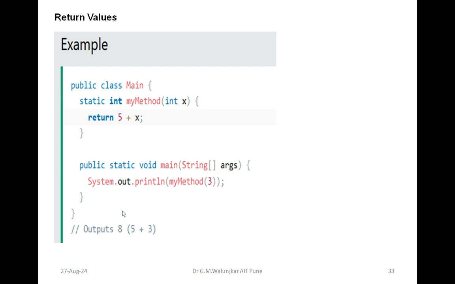Then return values for the method. For example, this is the class Main, and this is the static int myMethod. You are writing the addition of this. When you call this particular myMethod with these parameters, it is going to return 8. That is how you will get the return value from the method.